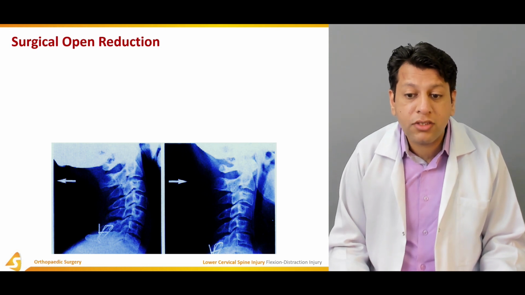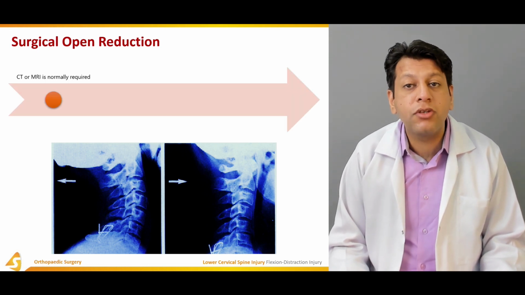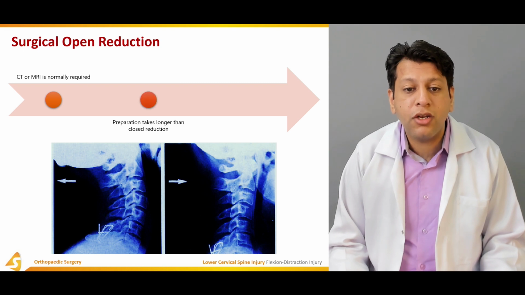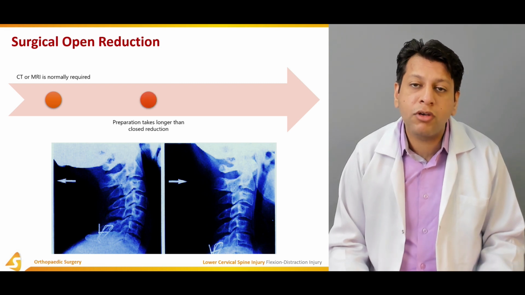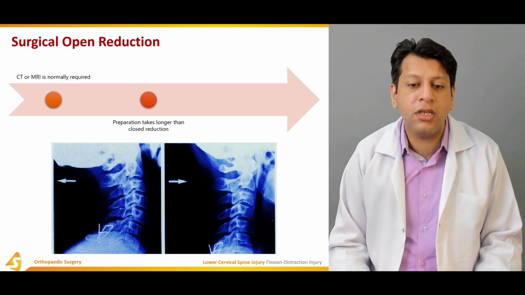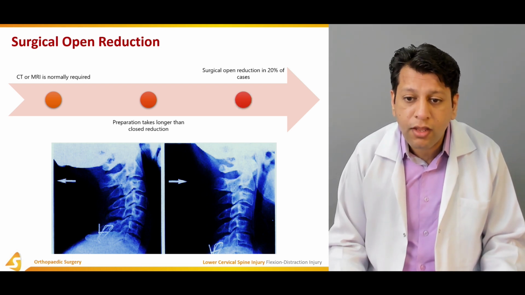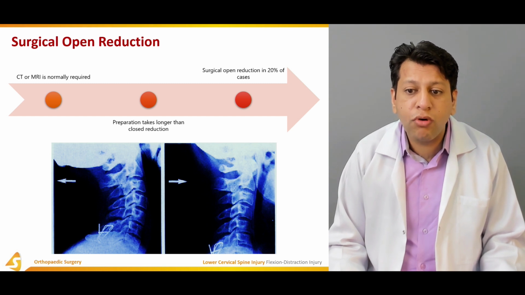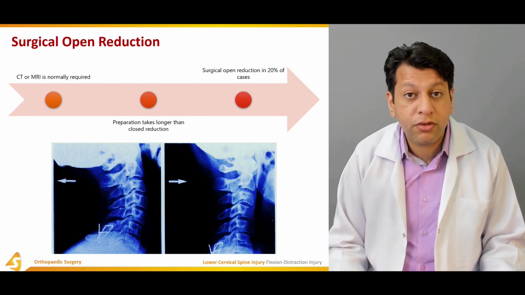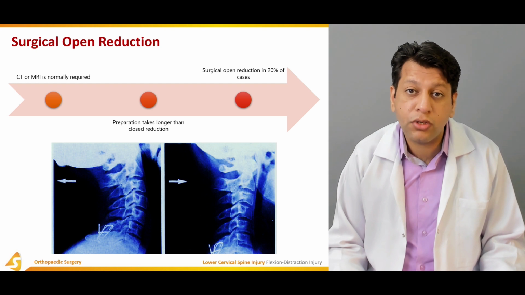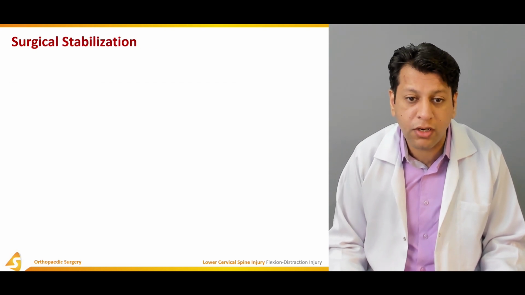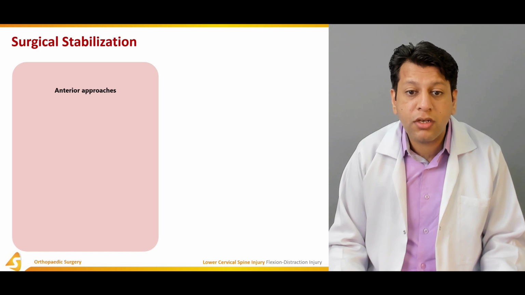Once that phase has been reached, we can go for surgical stabilization, and usually even after the closed reduction, you still need another CT and MRI just to see whether there's any canal compromise or not. And then surgical open reduction may be required in 20% of the cases. That is, anterior and posterior stabilization may be necessary as well. How to do the stabilization?